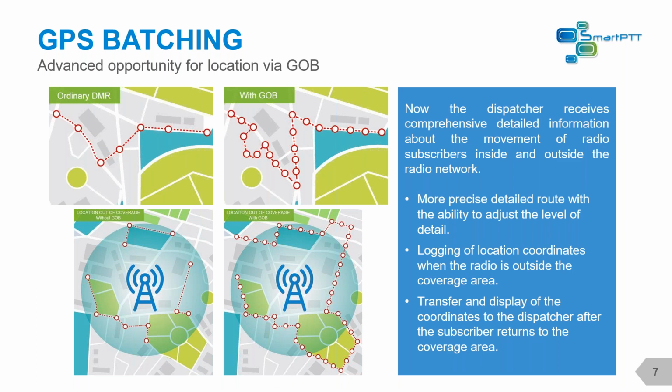The Talisman board is going to continue to store those coordinates. Then when the bus comes back into the RF coverage range, it's going to look for inactive periods on the radio network, and it's going to start feeding that data back to SmartPTT. So now when you do a track animation later, you're going to be able to see where that radio was while they were outside of the RF coverage area.